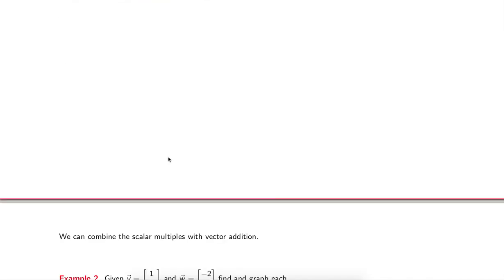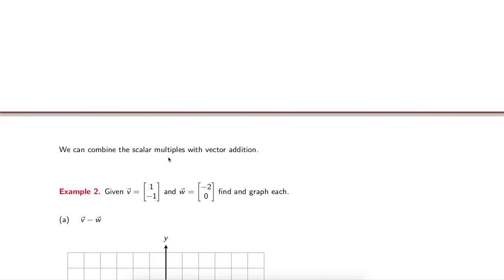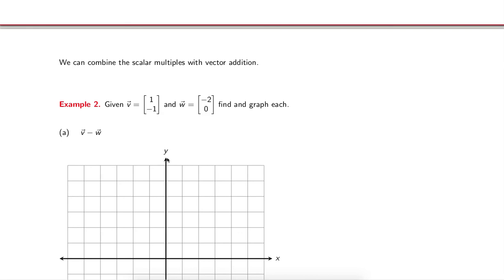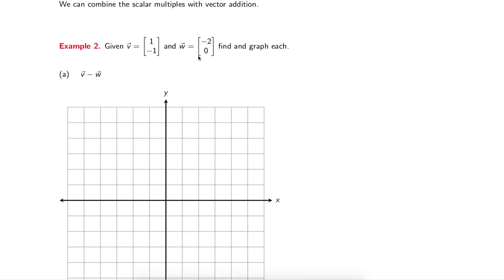So we can combine our scalar multiples with the vector addition we looked at before. That's what we'll look at here. So example 2, we have vector V at 1, -1, and vector W at -2, 0. We're going to find and graph each. So vector V minus vector W.